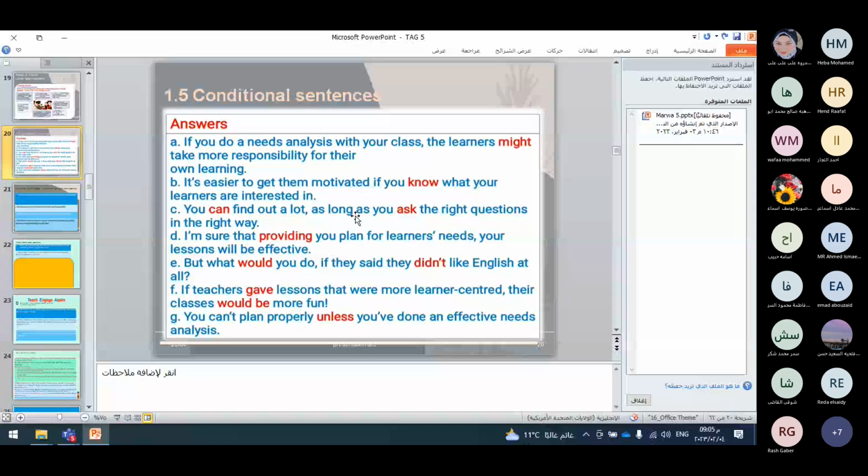What about number D? I'm sure that providing you plan for learners' needs, your lessons will be effective. Does it affect the meaning? Does it change the meaning, or is it the same as if? The same meaning. What do you think? Yes, the same meaning. I totally agree with you, because we can use as long as and providing in the place of if. They are the same. No problem with it.